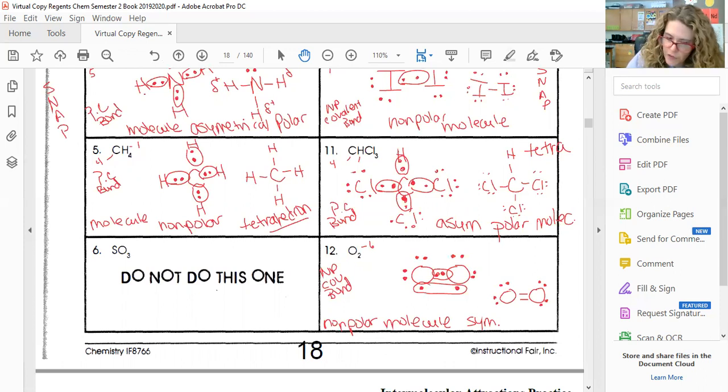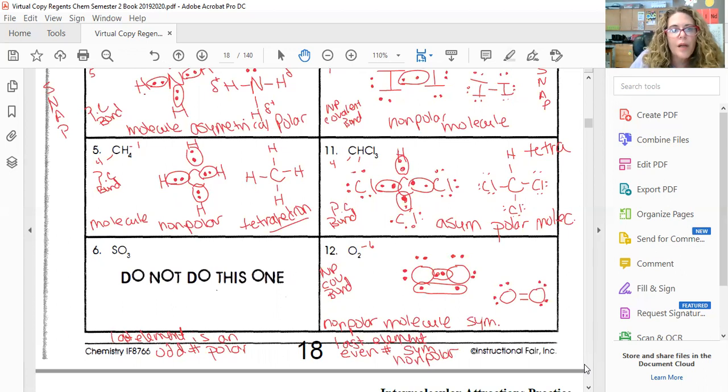Okay, so just a little bit of a trick that I'm going to jot down over here. If the last element is an odd number, it's most likely polar, right? Because odds aren't going to arrange them. Odd numbers do not generally arrange themselves symmetrically. And if the last element is an even number, you're going to have a symmetrical shape, and it is going to be nonpolar.